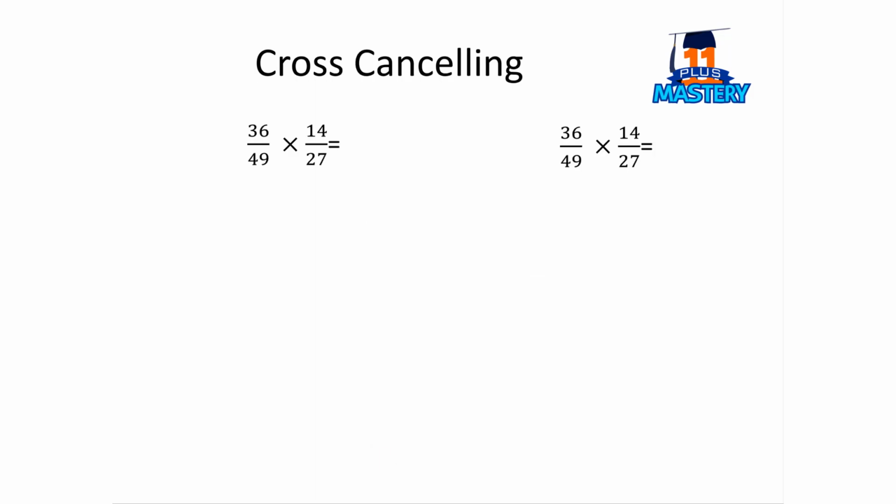Let me explain what I mean about cross-cancelling. If I've got this question, 36 over 49 times 14 over 27, and I'm going to use cross-cancelling, well, I can see that I can divide top and bottom by 9. 9 goes into 36 4 times, and 9 goes into 27 3 times. I also see I can divide top and bottom by 7. 7 goes into 14 twice, and 7 goes into 49 7 times. I can now multiply across. 4 times 2 equals 8, and 7 times 3 equals 21. There's my answer.